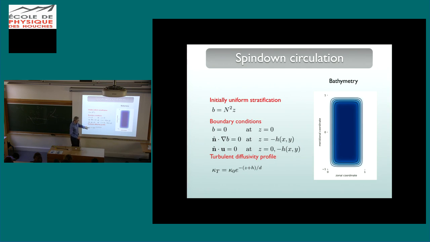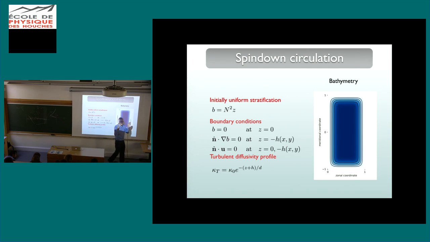And then we're going to prescribe a profile of turbulent diffusivity, which is increasing towards the ocean bottom in a self-similar fashion. So it's always equal to the value kappa naught at the ocean bottom and then decays exponentially from there up. And the first problem I want to do is one in which I prescribe a uniform stratification and I just let the system go.